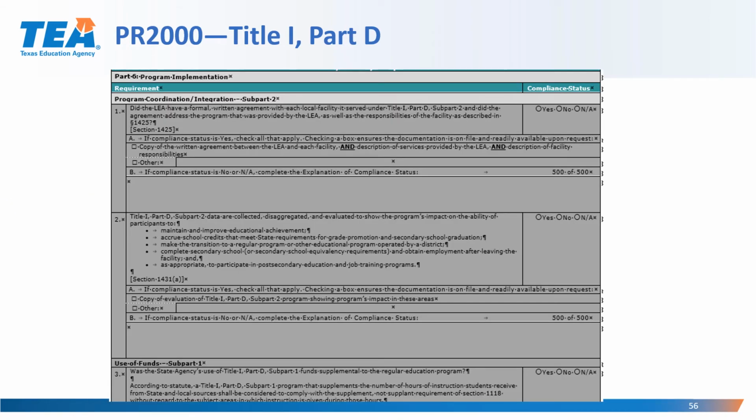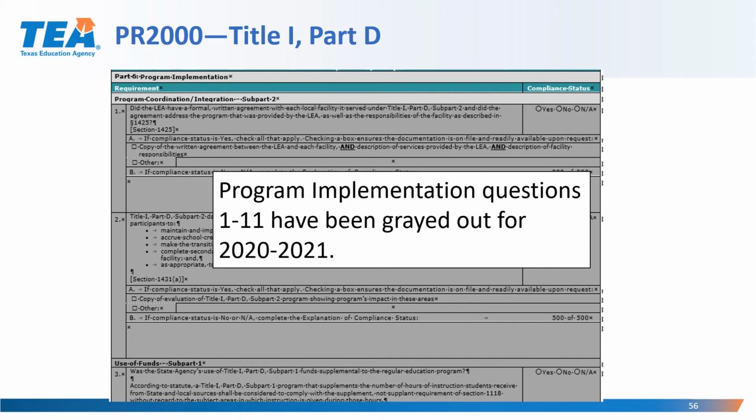Part 6 is the section that includes the program implementation questions for Title I, Part D. As you can see, this section has been grayed out for the 2020-2021 compliance report, but we do expect to have the questions back in the compliance report for the 2021-2022 school year.